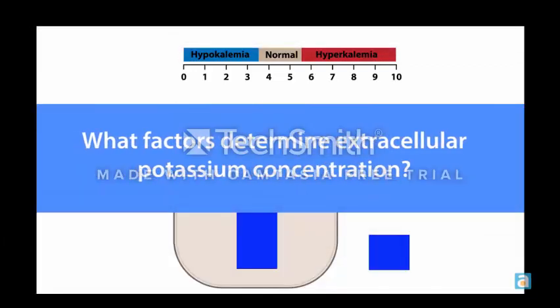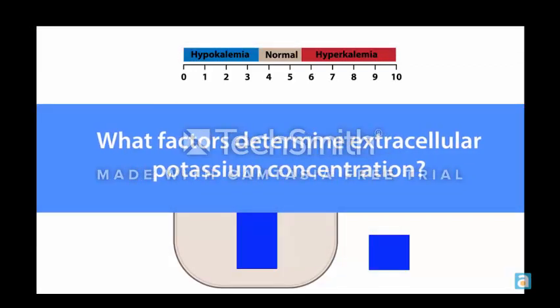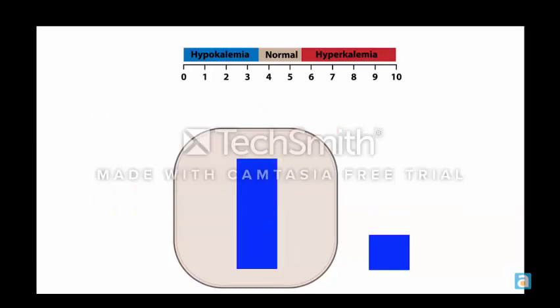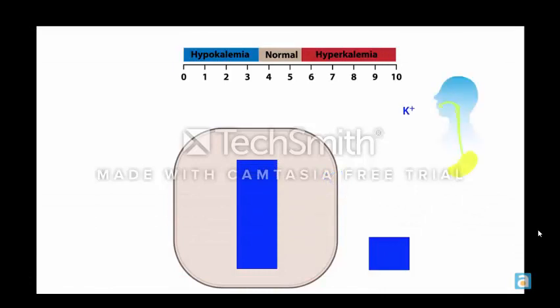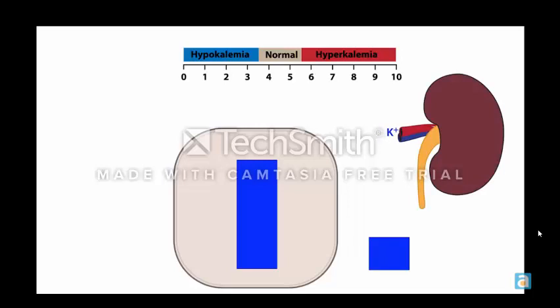Okay, now that we have that out of the way, let's ask our final question. What factors determine extracellular potassium concentration? There are 3 important factors that determine extracellular potassium ion concentration. First, the movement of potassium ions between the intracellular and extracellular compartments. Second, potassium intake and absorption along the digestive tract. And third, the excretion and reabsorption of potassium by the kidneys.